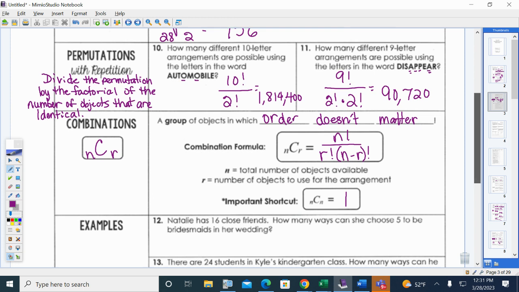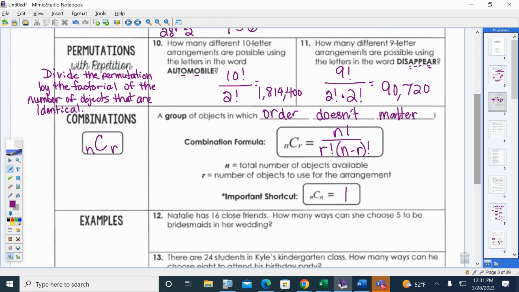The last thing in these notes is something called combination. So a combination is a group of objects in which order doesn't matter. Order doesn't matter. Again, there's a formula for this, but the calculator is going to do that for us. You do have to know that N and R here represent the same thing as in a permutation. N is the total number of objects that are available. R is the number of objects to use for the arrangement. An important shortcut here is the combination of N objects, choosing N, is equal to 1.